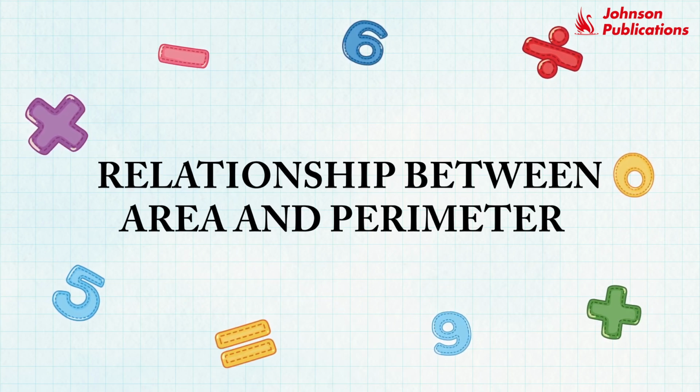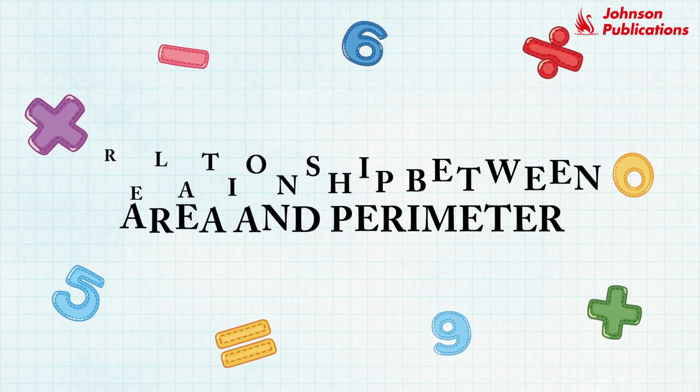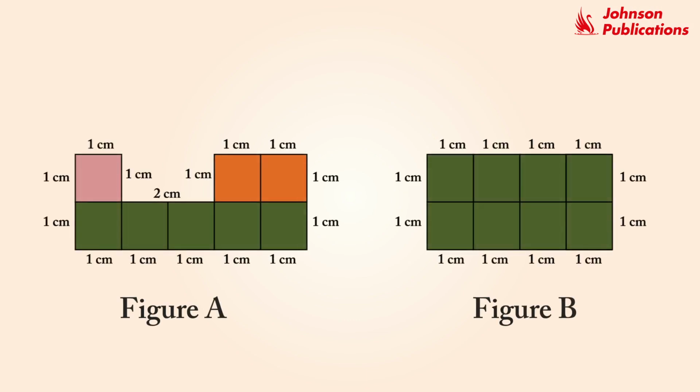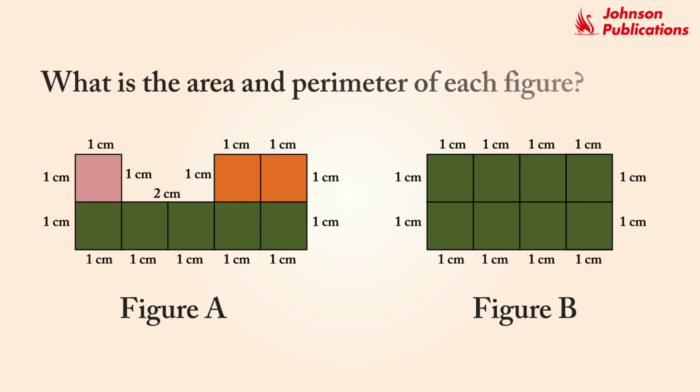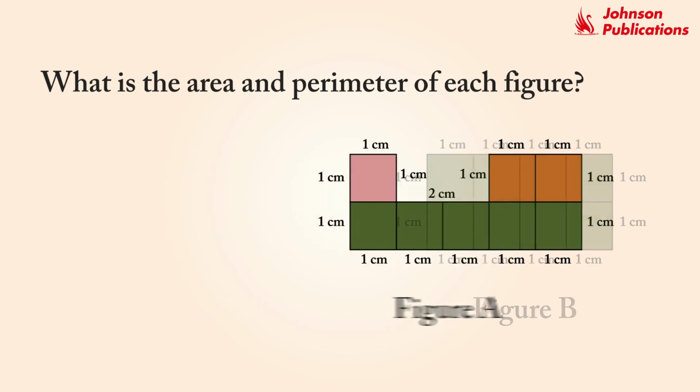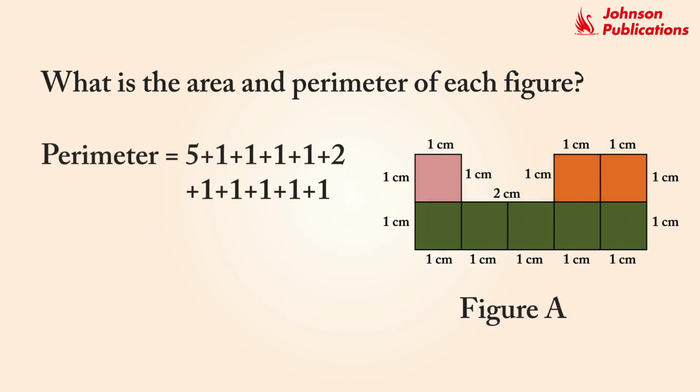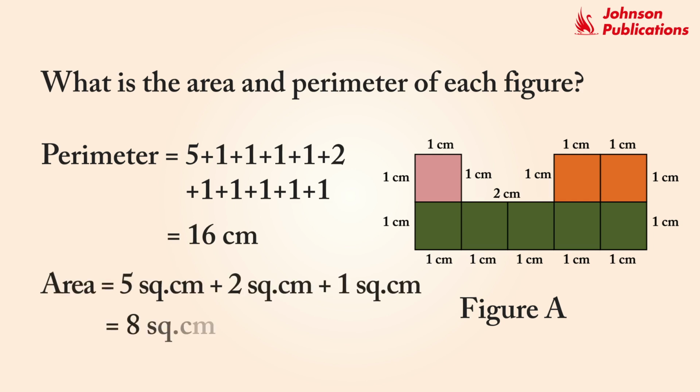Relationship between area and perimeter. Observe the figure and assume each square to be 1 centimeter by 1 centimeter. What is the area and perimeter of each figure? When we add the sides of the first figure, we get the perimeter as 16 centimeters. The area of the figure is 8 square centimeters.